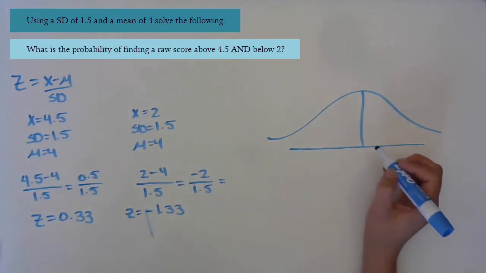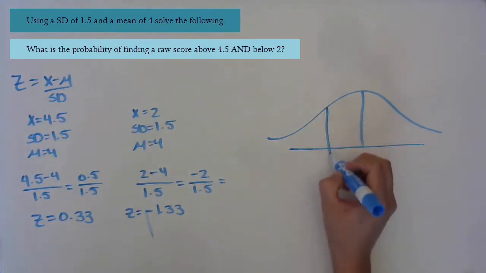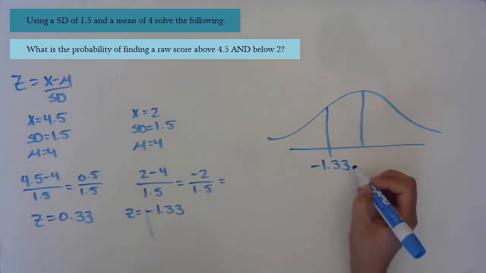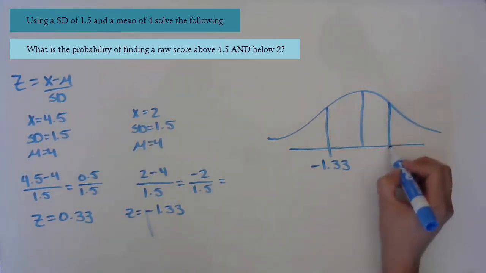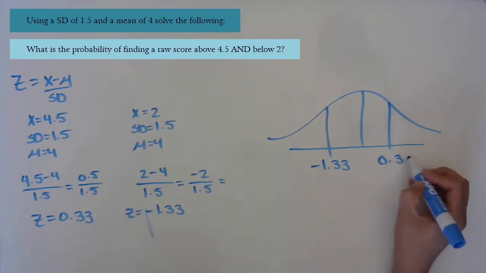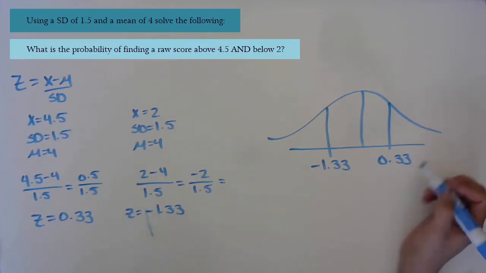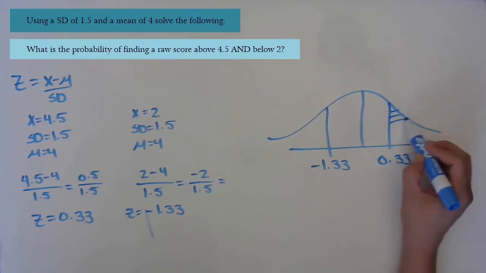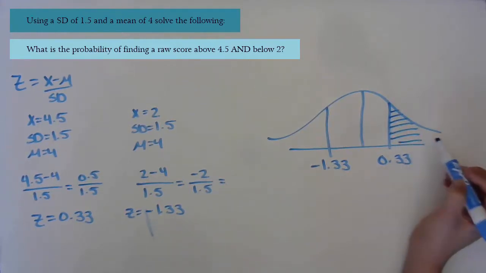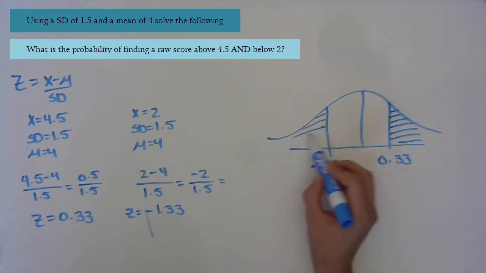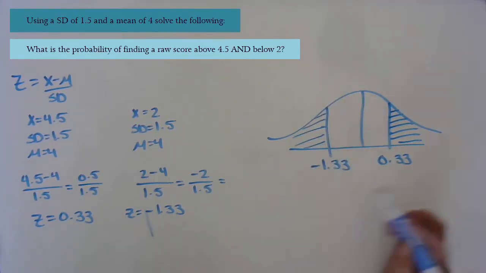Okay, so we have got our score of negative 1.33. And then our other z-score of 0.33. Okay, and if we look at our problem, we are finding the probability of a raw score above a 4.5, so that's this here, and below a 2. So these are the two areas that we need.